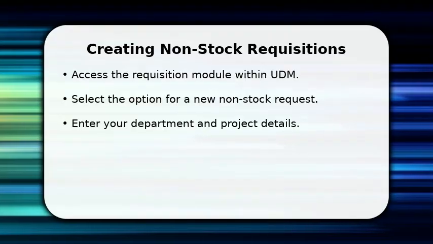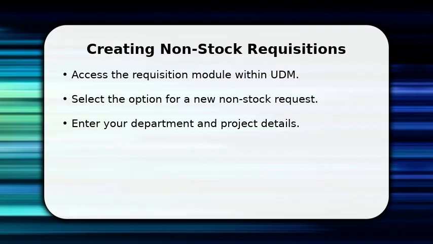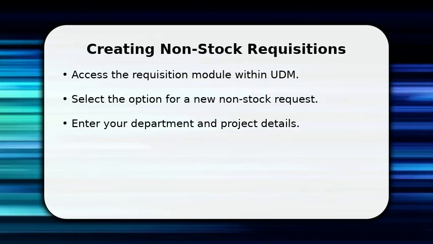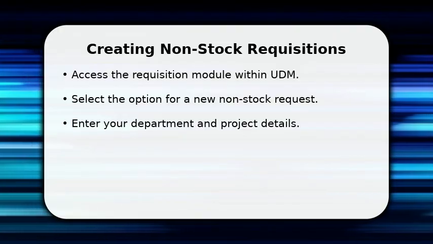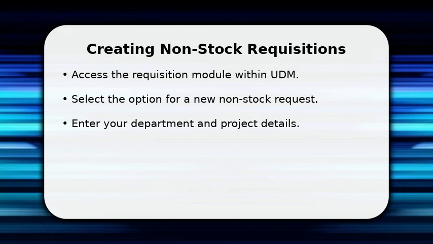In this video, I will explain how to make a non-stock requisition in UDM. First, navigate to the requisition module in your UDM system. You'll then select the option to create a new requisition, specifically choosing the non-stock item category. Be sure to accurately input your department and any relevant project codes to ensure proper allocation and tracking. This initial setup is crucial for a smooth process.